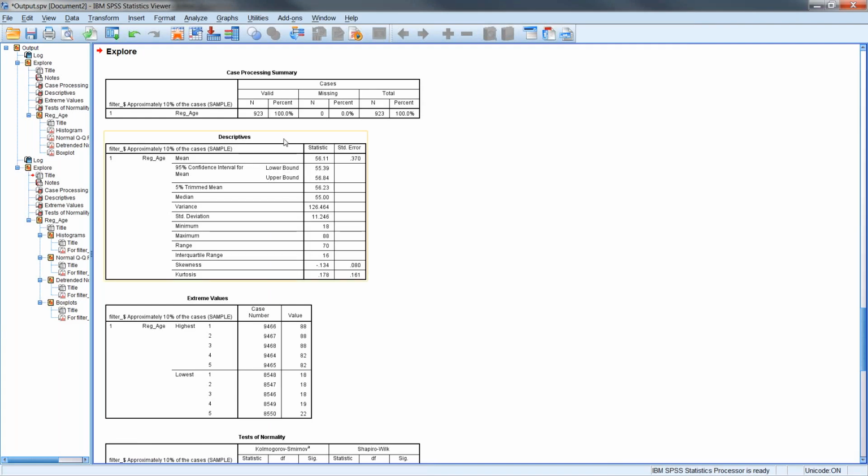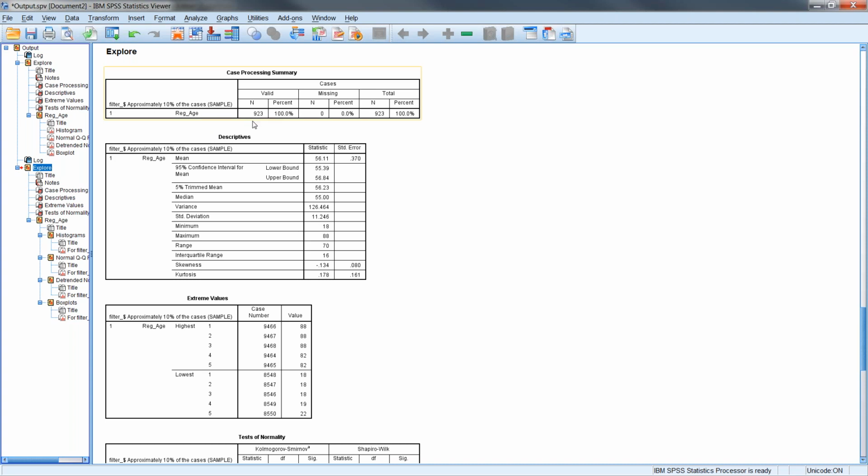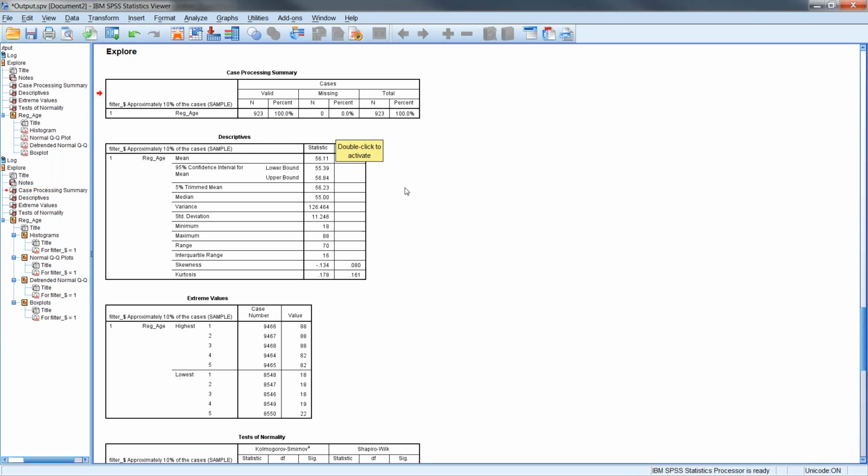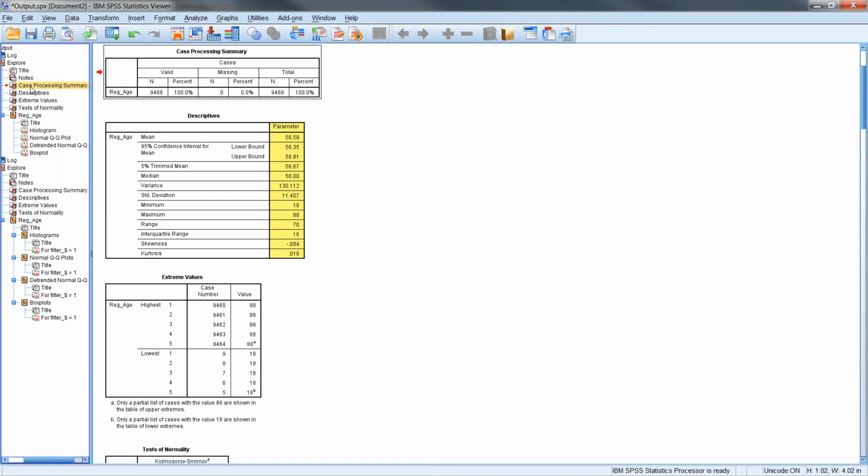Okay, so here's what I got. It gave me approximately 10% of the cases. So here we pulled a random sample of 923 records. Here are our statistics, and now I'm also going to have some standard errors here. My average was 56.11, versus what was it before? It was 56.58, right? So that's pretty darn close. With a sample of 1,000, I got pretty close. And then my standard deviation in the sample was 11.41 or so, right?